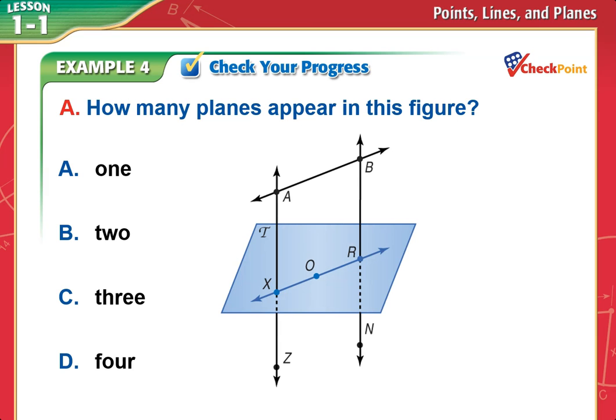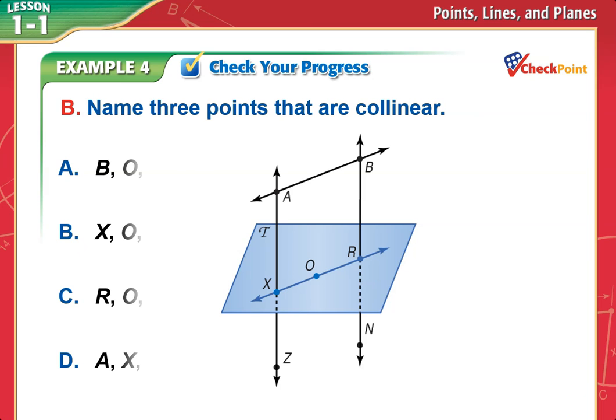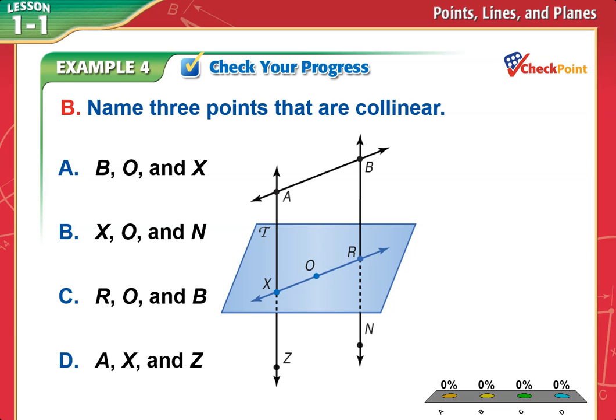Okay, checking your progress. How many planes appear in this figure? You're right, the answer is 2. Name three points that are collinear. B, O, X are not. How about D, X, and Z? D, X, and Z look like they're all along the same line, so they are collinear.